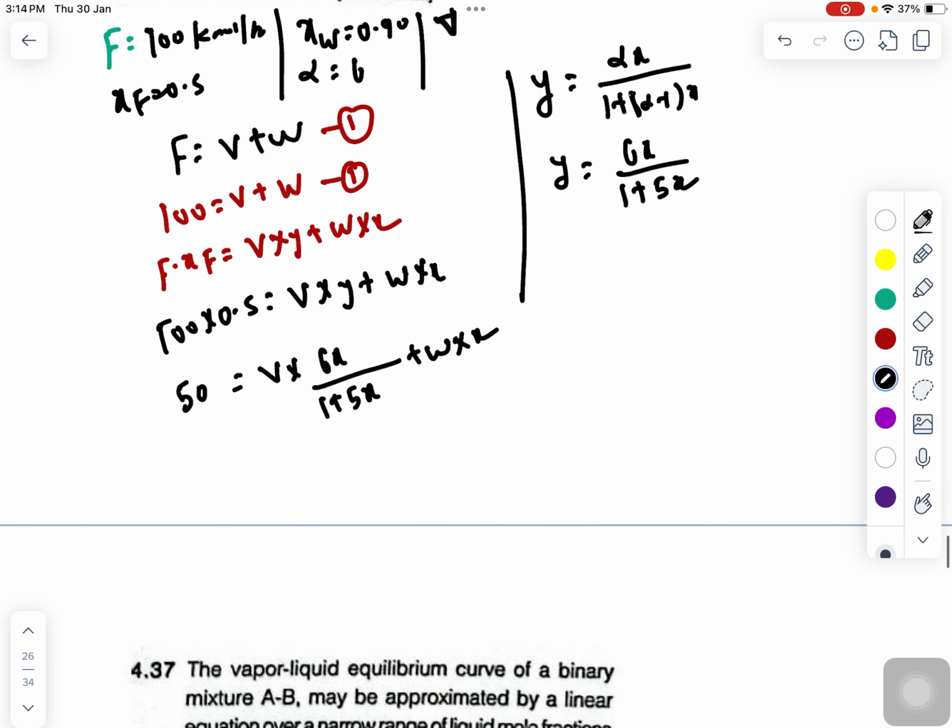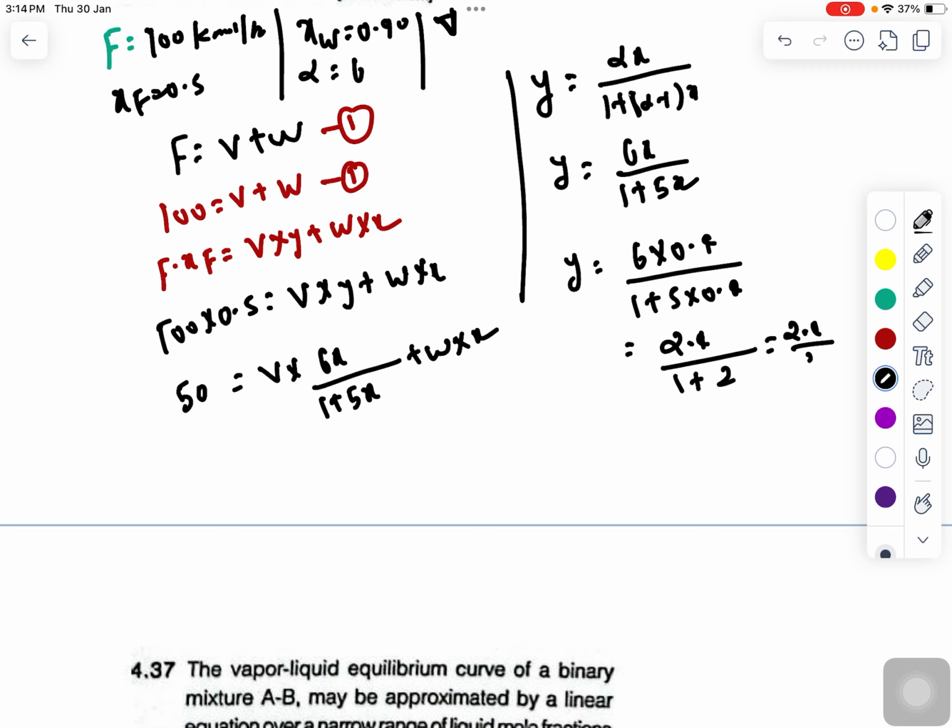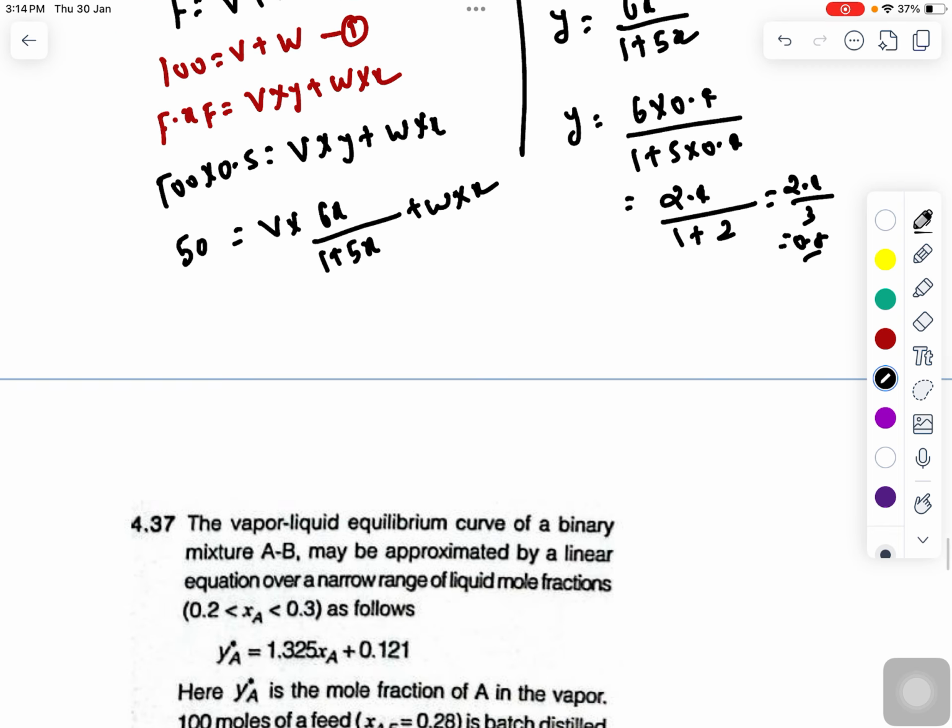And X is given to you, 0.4. So what is Y? Y equals 6 multiplied by 0.4 divided by 1 plus 5 multiplied by 0.4. So 2.4 divided by 1 plus 2, that is 2.4 divided by 3, which equals 0.8. So Y is 0.8. Is that clear? So directly now I can write here 0.8, and X is also given to you, that is 0.4.